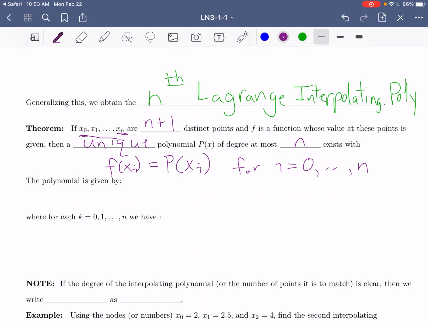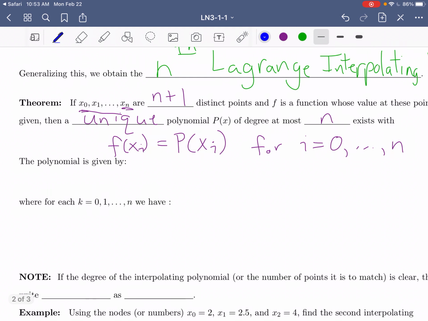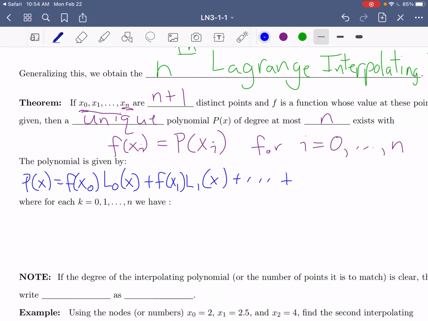That polynomial is given by p of x is the function value at x0 times L0 of x plus the function value at x1 times L1 of x plus, all the way to, the function value at x sub n times Ln of x.